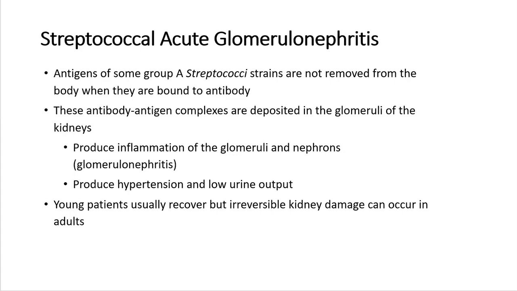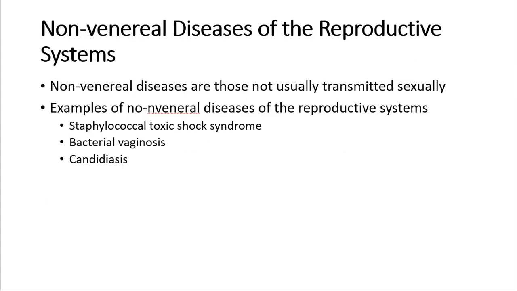Young patients usually recover, but irreversible kidney damage can occur in adults. So it's nothing to play around with. If you get a strep throat and stuff like that, you always have to be careful. You can get some cardiac problems, you can get kidney problems. So anytime you're working with group A strep, you kind of have to worry about this kind of stuff.